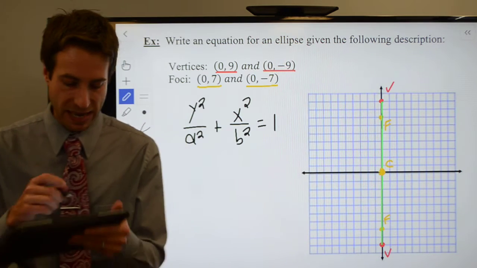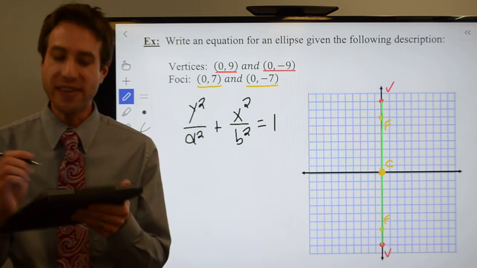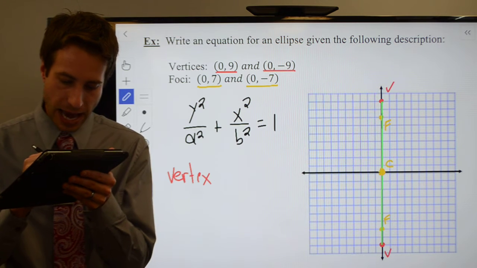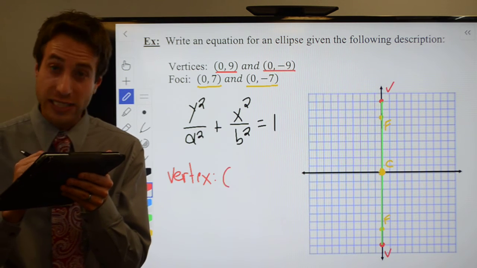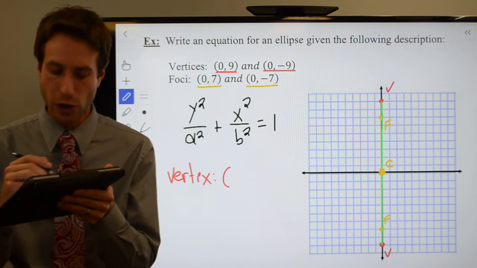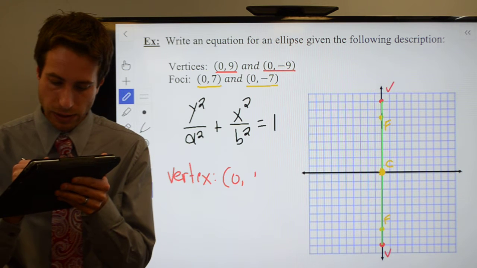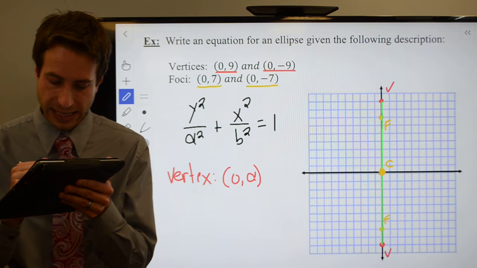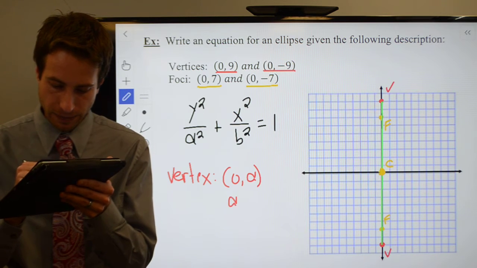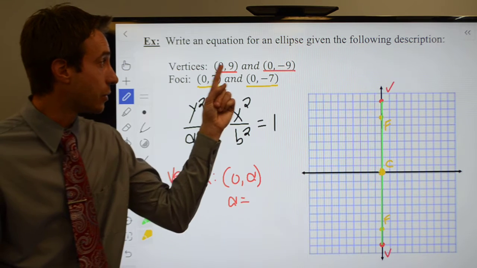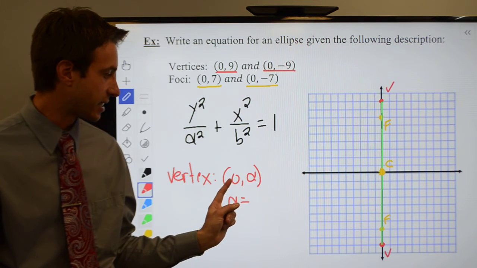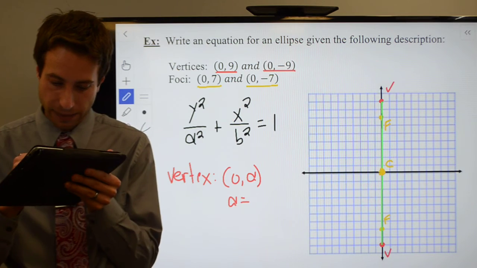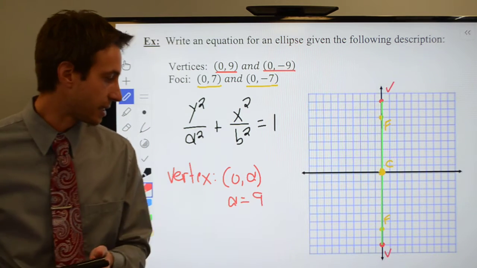So let's see what I've been given. Well, they've given me a vertex. And right off the formula sheet, you're told the vertex, when oriented vertically, is at 0, A. Since my vertex is 0, 9, and its vertex is at 0, A, it looks like A is 9. Should be pretty easy to tell.